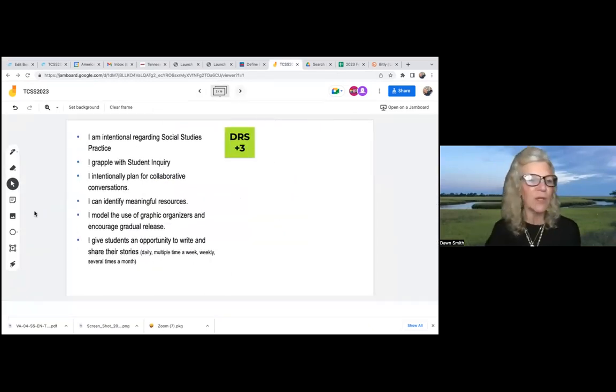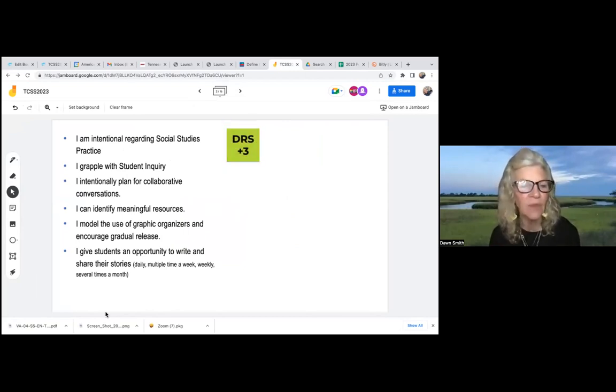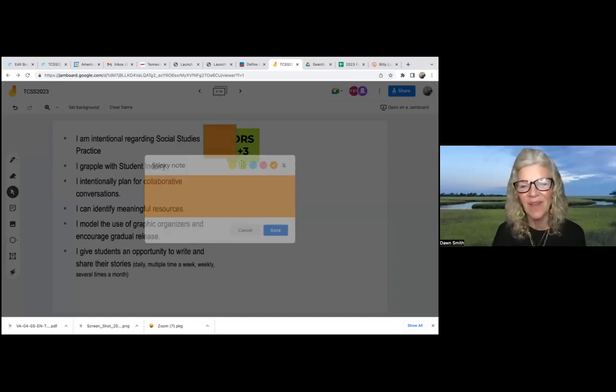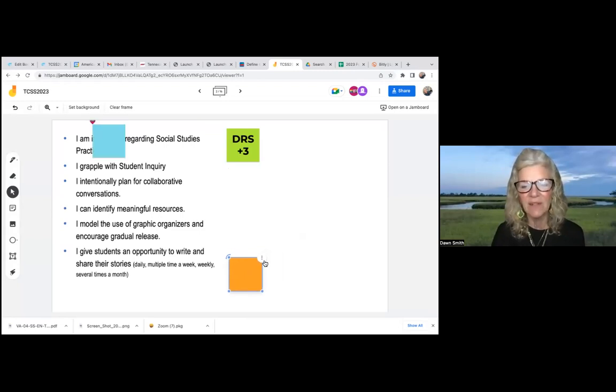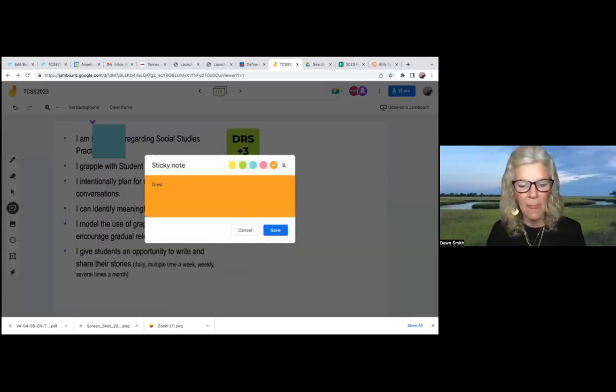And if you would, get one of these little sticky notes over here and look at those bullet points over there on the left. Get yourself a little sticky note. Just go over here and click. Pick your favorite color. I'm going to go with Tennessee Orange for this example. And I'm going to pull this down here, and I'm going to edit it. I'm going to put my name on it.